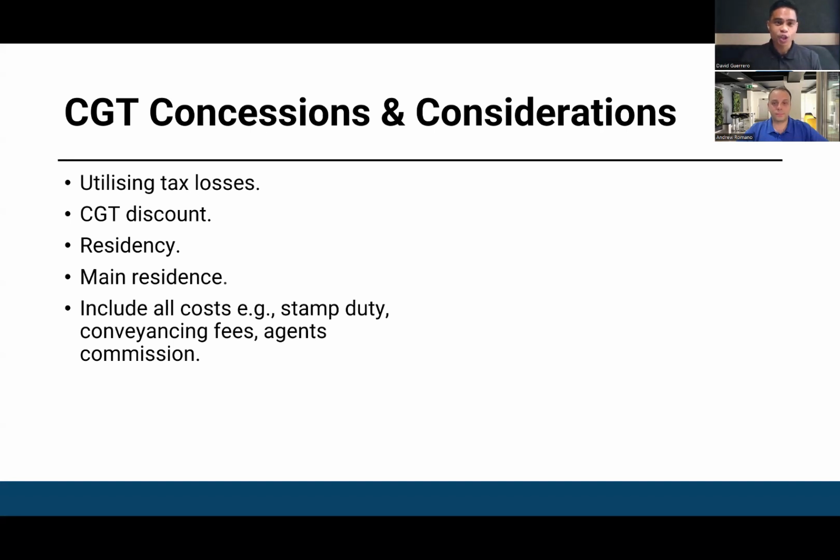And then lastly, including all your costs. So in the example of the investment property, including stamp duty, conveyancing fees, agents' fees, etc. So just with that, ensure that you include and maintain all your appropriate documents so that you can actually claim these in your CGT calculation. Now, just remember that this is just a high-level overview of the main factors. So it's really important that you book a consultation with your tax advisor, go through all the details so that you can get the best tax outcome for you.